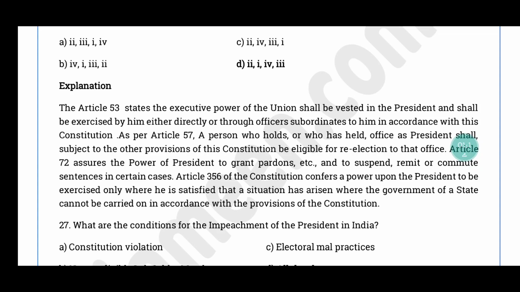அதே போல் Article 72 என்னன்னா, the power of president to grant pardons and to suspend, remit or commute sentences in certain cases னு டிஸ்கிரைப் பண்ணப்பட்டிருக்கு. The same Article 356 of Indian Constitution empowers the president to exercise when he is satisfied that a situation has arisen where the government of state cannot be carried on in accordance with the provisions of the constitution, that declares a state emergency.